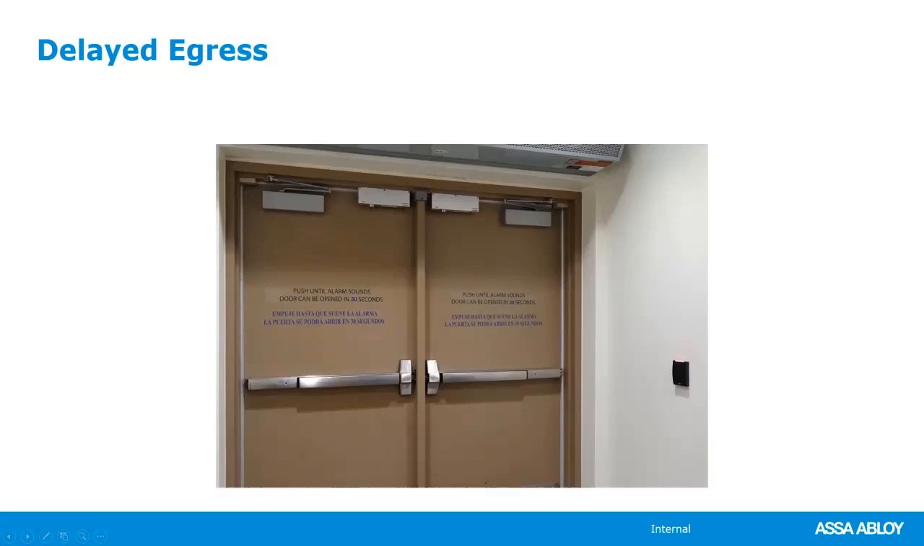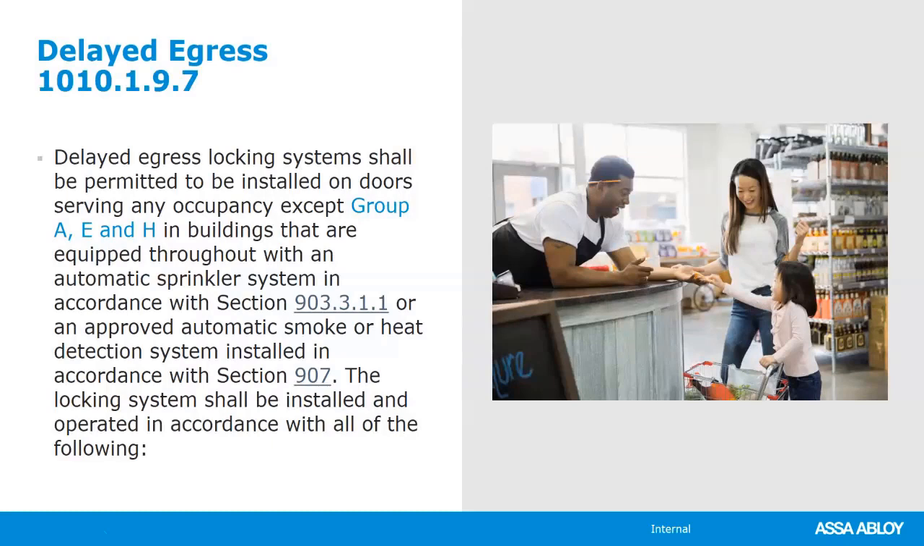And so where is delayed egress and what are the requirements? Where is delayed egress allowed? Delayed egress, this is from IBC 2015. Other editions, very, very similar. But please make sure that you look for any local amendments. Some places, for example, will not allow you to use a maglock as part of a delayed egress component. Then you have to use the exit device, the built-in exit device. But based on IBC 2015, this is the reference.